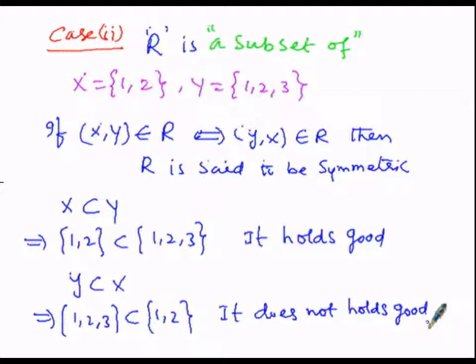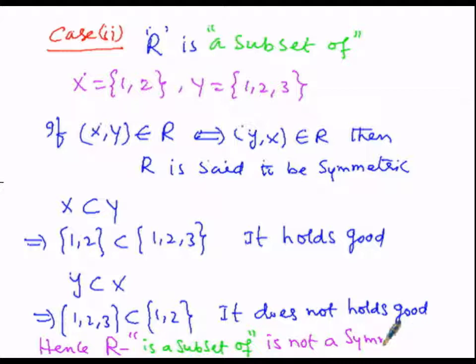So here hence the relation R, which is nothing but is a subset of, is not a symmetric one. Then let us go for the third case, that is case number 3.